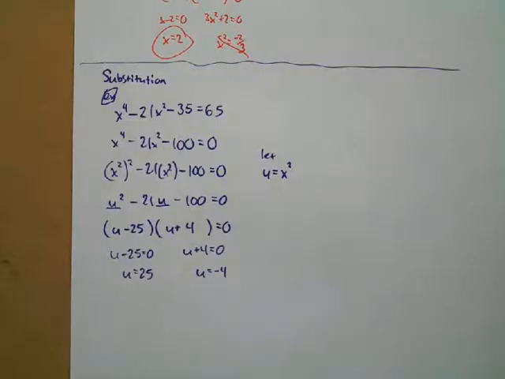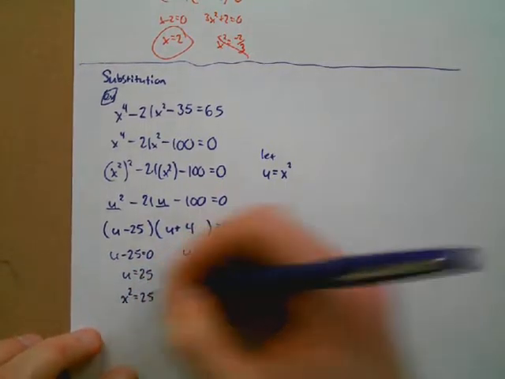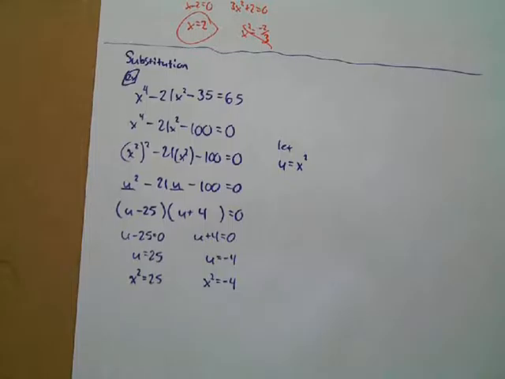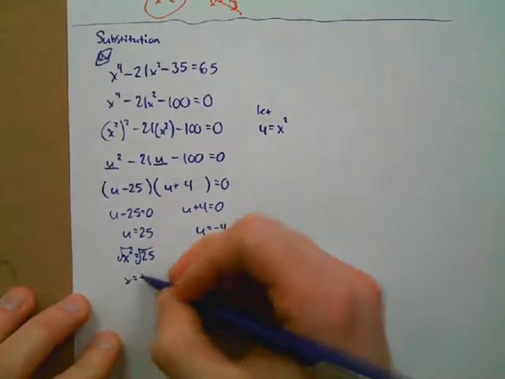And then square root both sides here, it's imaginary, so we're done. And so those are our two solutions. X equals plus or minus 5.